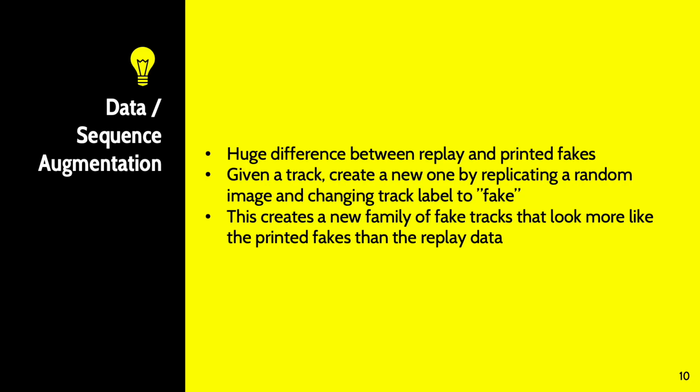Moreover, there's also a need for data augmentation because there's a huge difference between the so-called replay fakes versus printed fakes. So given a track, the researchers create a new one by replicating just a random image out of the track and changing the track label to fake. This enables the researchers to create a new family of fake tracks that looks like printed fakes and will help them to train the system.